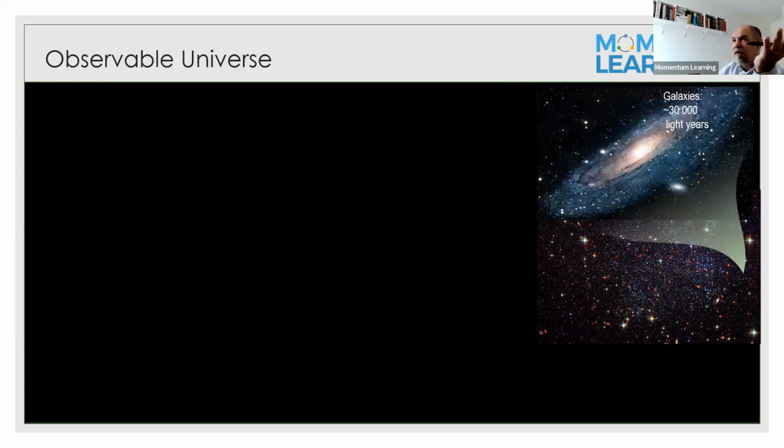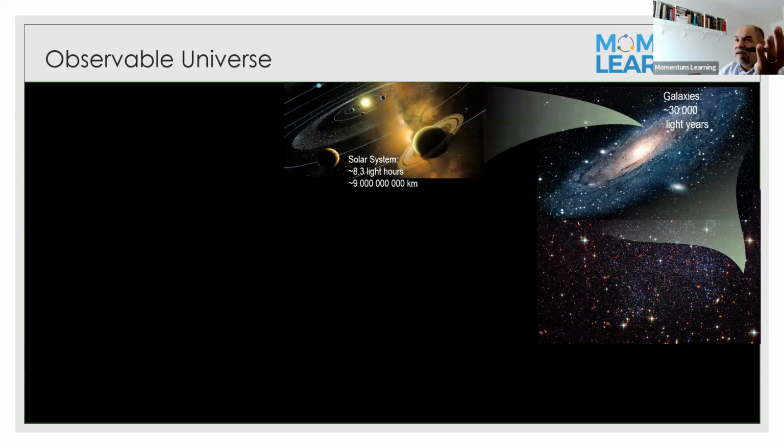In smaller scales, we have galaxies. There are structures between them, like clusters of galaxies, but I'm not going to spend too much time on these things, right? The average size of a galaxy is 30,000 light years, so it's pretty small compared to the size of the observable universe. In even smaller structures, we have systems like the solar system, planet systems, and stars. Our planet system is almost 9 light hours in size.